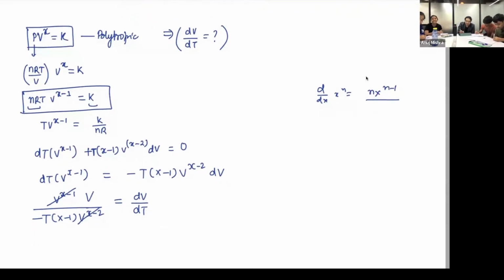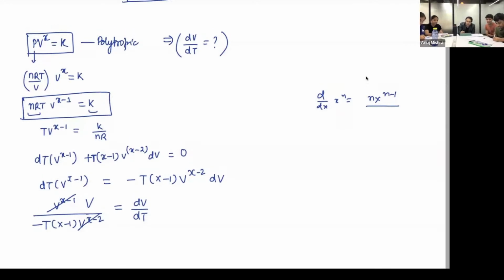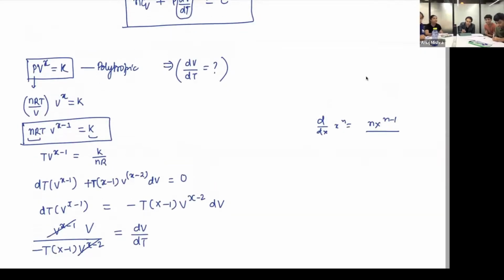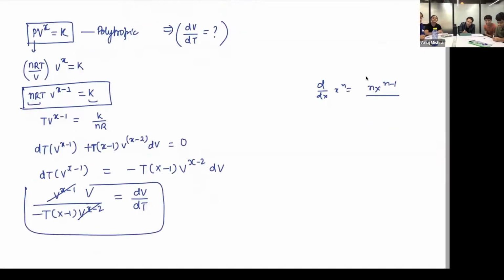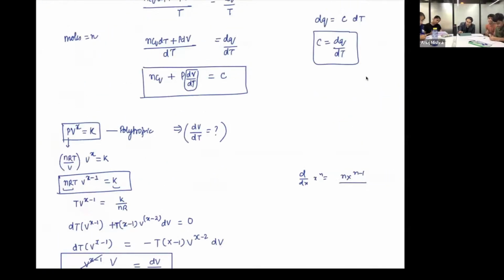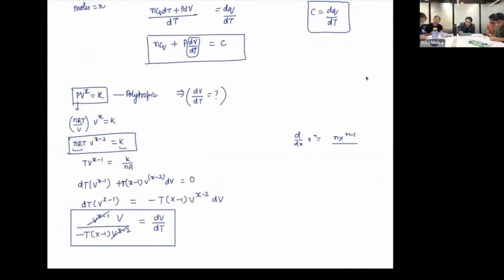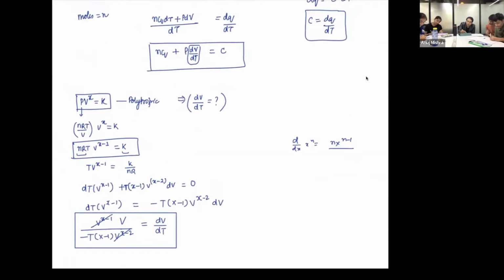You all JEE aspirants, abhyarthi means candidates, aspirants. From JEE aspirants this much can be expected, that all this is understood. So dV upon dt is V upon T times x minus 1. Now my result is ready. So it is minus VT by x minus 1, that is VT by 1 minus x. Take this up, bring it back here.